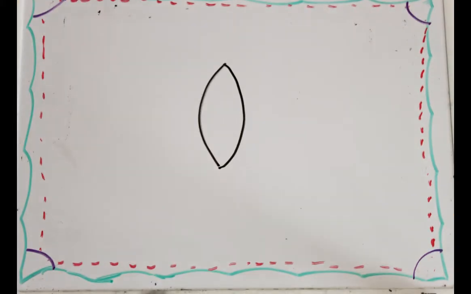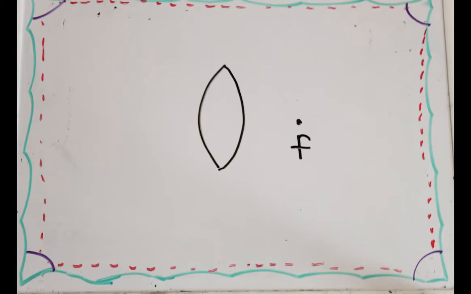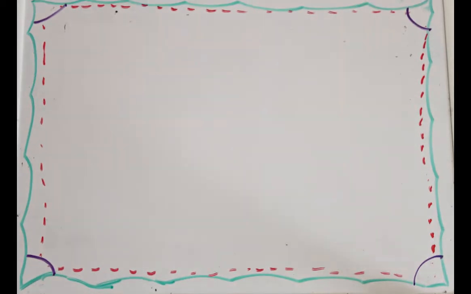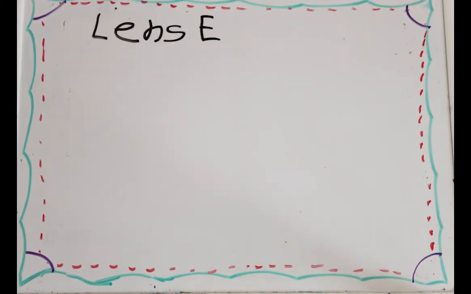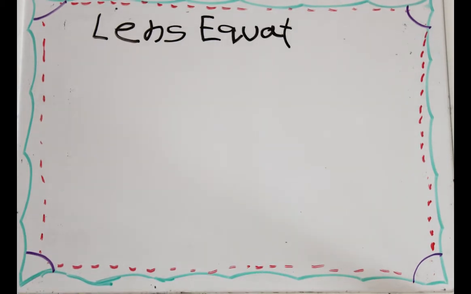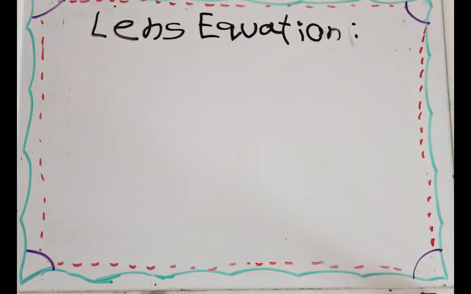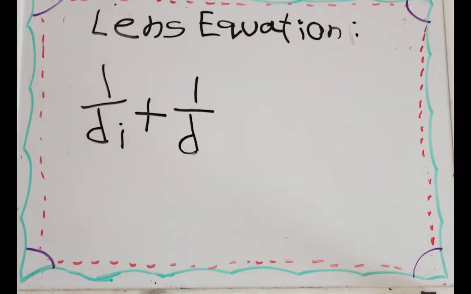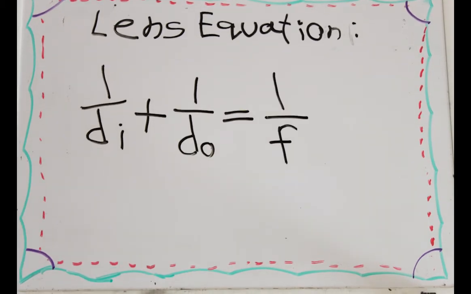In order to quantify this, some very intelligent scientists came up with something called the lens equation. It describes many of the lenses that we see every day and looks like this: 1 over di plus 1 over do equals 1 over f. This may look complicated, but it's not bad at all.